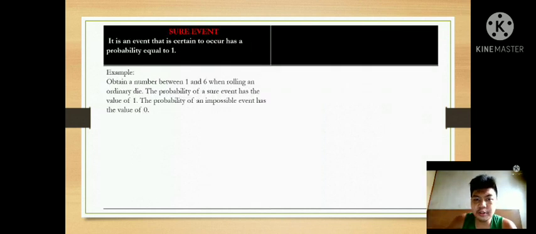Fifth, sure event. It is an event that is certain to occur, it has probability equal to 1. Example here, obtaining a number between 1 and 6 when rolling an ordinary die. The probability of a sure event has a value of 1. The probability of an impossible event has a value of 0.